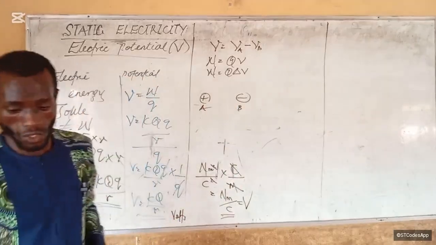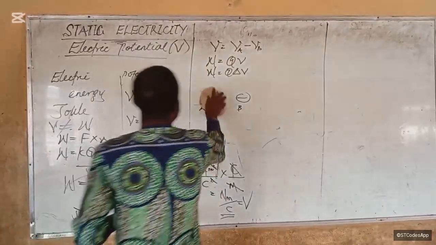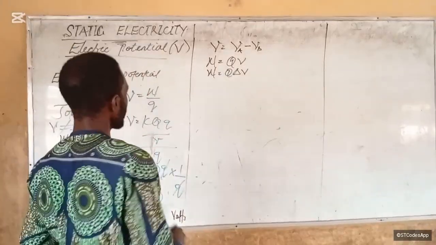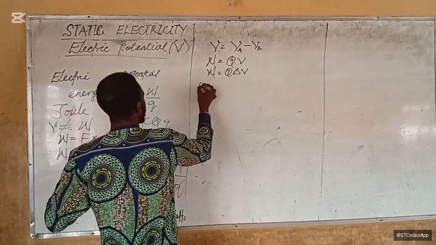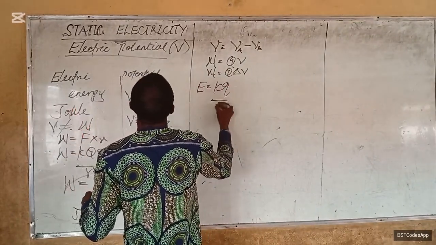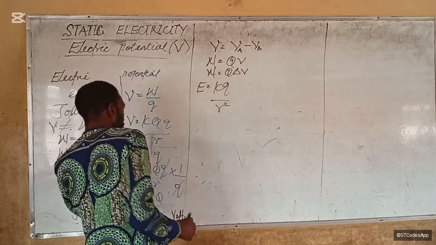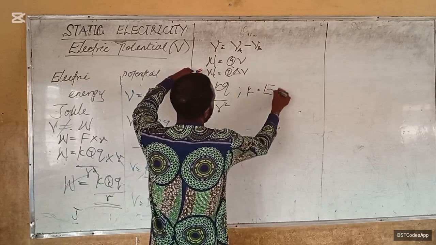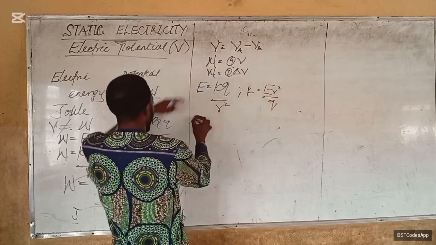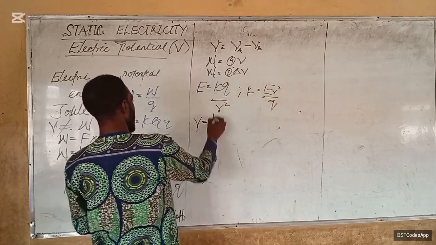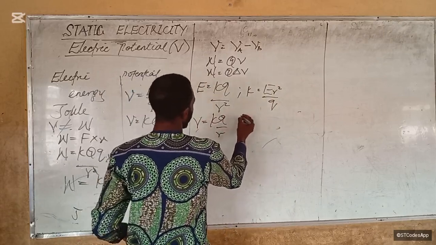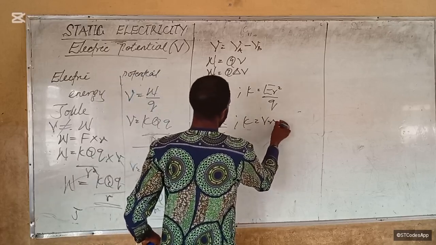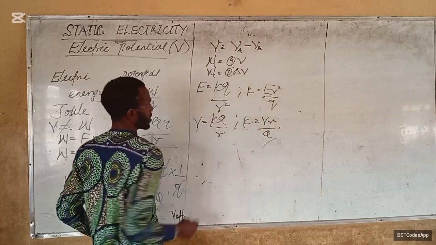All right. Now, what's the relationship between electric field intensity and electric potential? Remember that electric field intensity we said was E equal to KQ over R squared. So here, K will be equal to E R squared over Q. And we said that V was KQ over R, so K also will be equal to VR over Q. So let's bring them together.